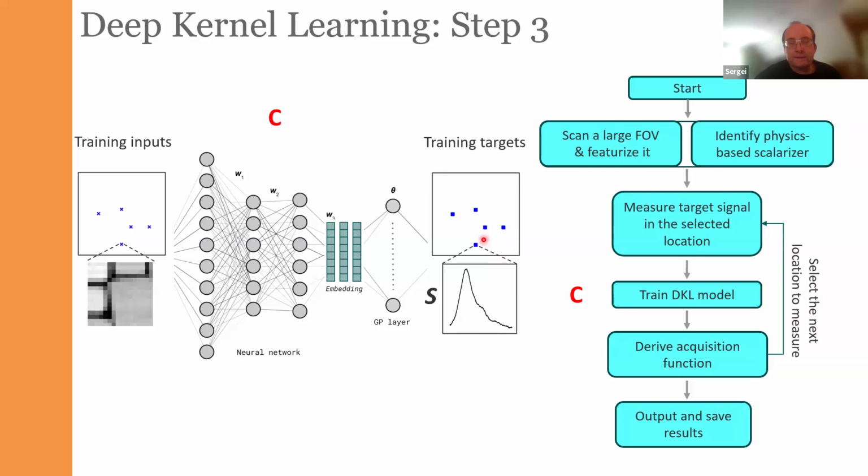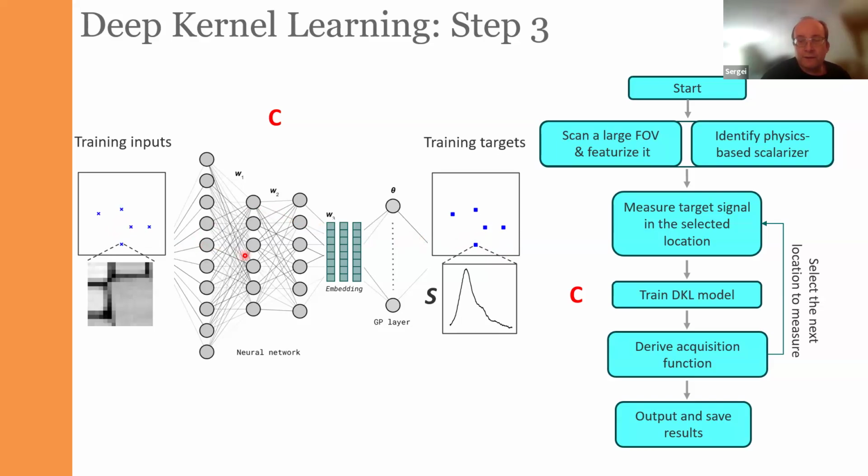The thing that is exceptionally important about deep kernel learning is that this seed step can be very data light. So we really need a very small number of examples to train the algorithm in a way that makes sense, is stable, and produces reasonable results.